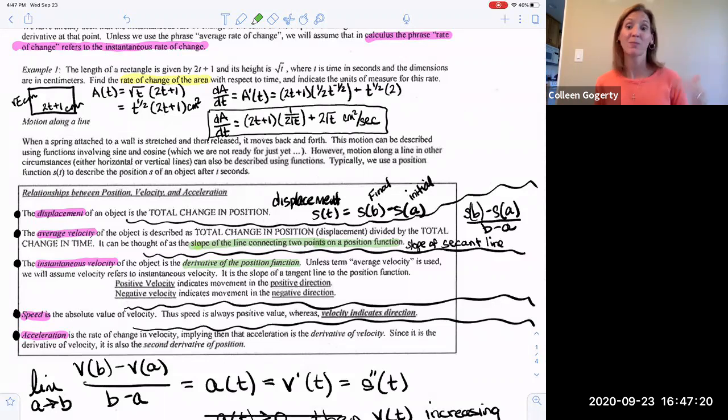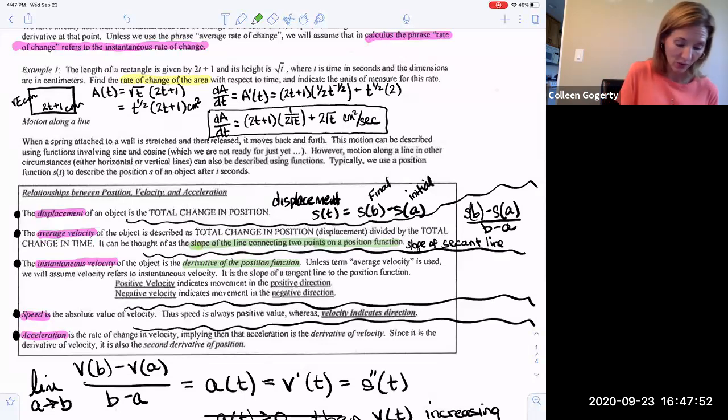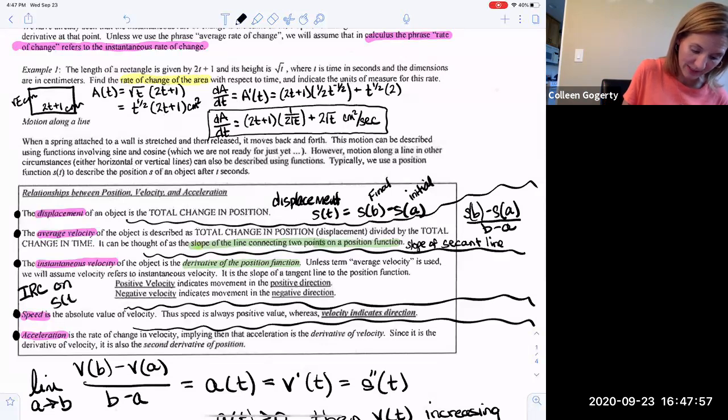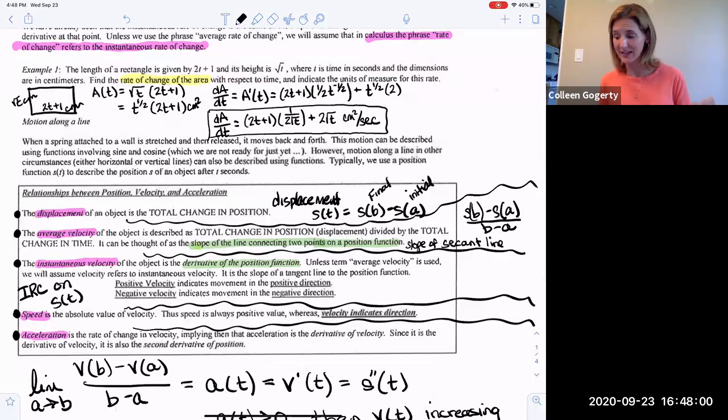Now moving forward, as I specified in the beginning of this, average velocity, unless we actually say the word average velocity, it's to be assumed that we're talking about instantaneous. So in other words, whenever we see the word velocity moving forward, you need to realize that that means an instantaneous velocity. So what we're saying is: what is the instantaneous rate of change on the position function, S of t? That's what instantaneous velocity means.